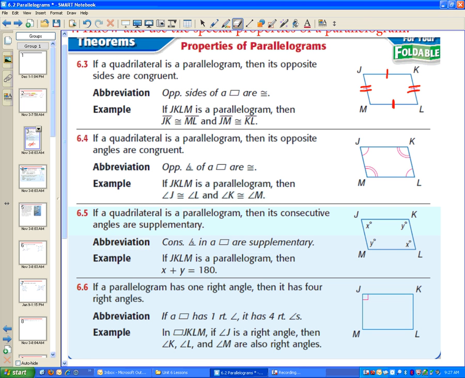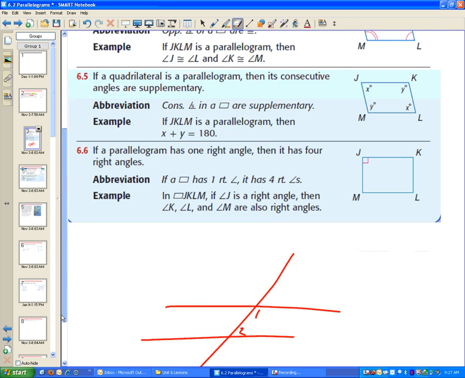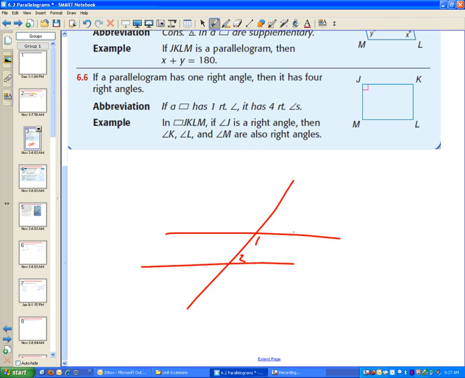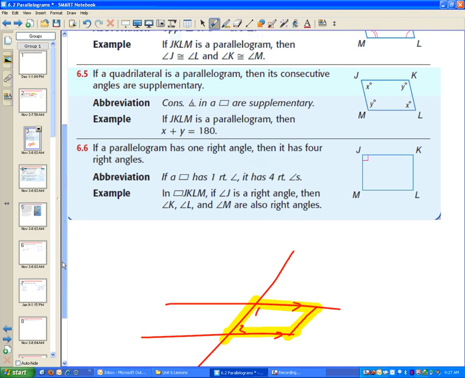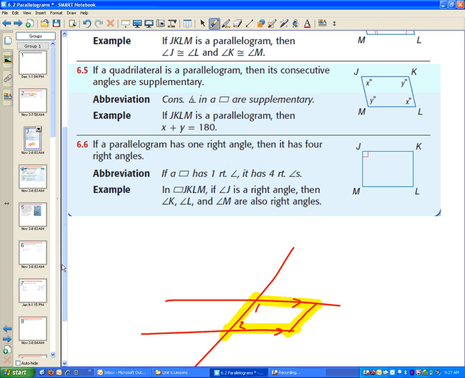Let's keep going. If a quadrilateral is a parallelogram, then its consecutive angles are supplementary. All right, back to this idea. We know that if two parallel lines are cut by a transversal, that consecutive angles are supplementary. We've known that for months. Well, what if I made a parallelogram out of that? Wouldn't angle 1 and angle 2 still be consecutive angles, and wouldn't they still have to be supplementary? And it works for all of them. So the next one here was, if a quadrilateral is a parallelogram, then its consecutive angles are supplementary.